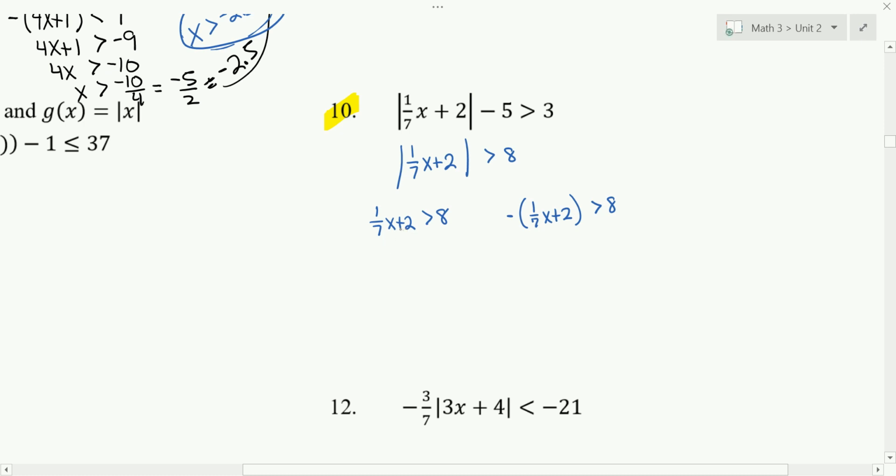In the first case, I'm going to subtract 2 and get 1/7 x is greater than 6, and then multiply. I want to get rid of the fraction, so you multiply both sides by 7, and you end up with 7 over 7x, which is x, is greater than 7 times 6, which is 42. In the second case, I'm going to multiply both sides by a negative to get 1/7 x plus 2, switch your sign, is less than negative 8. Subtract 2 from both sides, you get 1/7 x is less than negative 10, and multiply both sides by 7 to get x is less than negative 70.